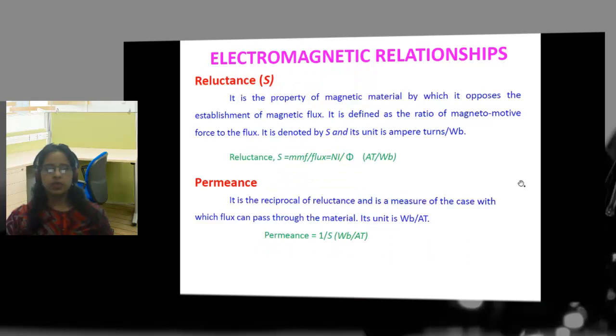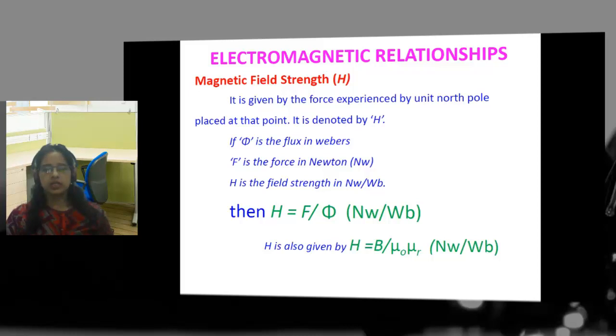I hope you remember that in the previous video I discussed electromagnetic relationships. Reluctance and permeance were discussed. Reluctance is a property just like resistance, and permeance is a property just like conductivity or conductance.